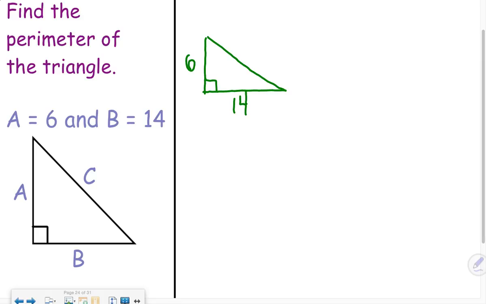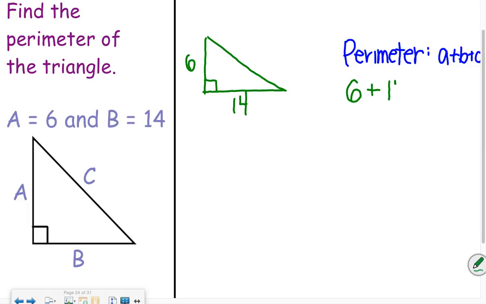So perimeter of a triangle would be adding up all three sides. So A plus B plus C. Right now I know A and B. A is 6, B is 14, I don't know C. In order to find C, I need to do the Pythagorean theorem to find the missing side length.